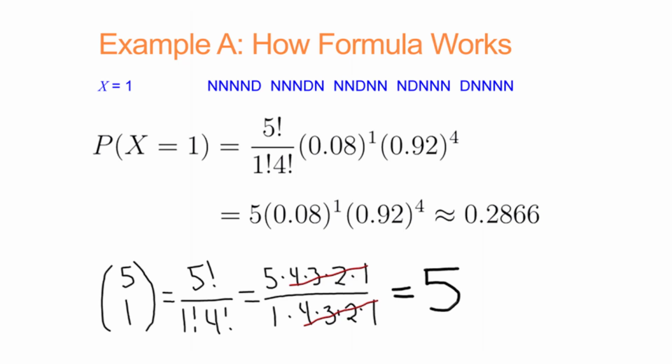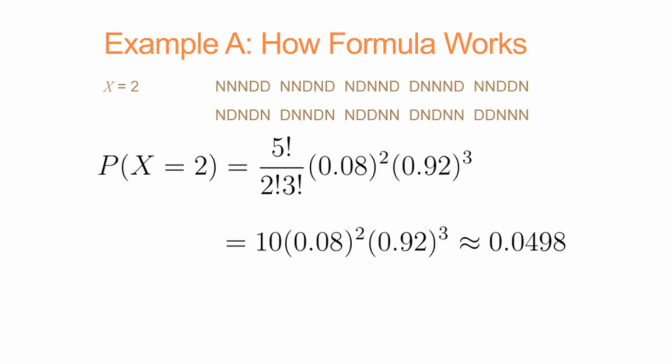After multiplying the entire probability calculation, we get approximately 0.2886. For x equal to 2, we get 5 choose 2 equals 10, and multiplying by the probability, the calculation gives us around 0.0498.